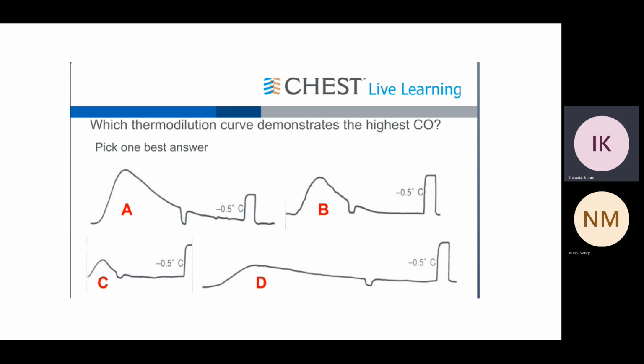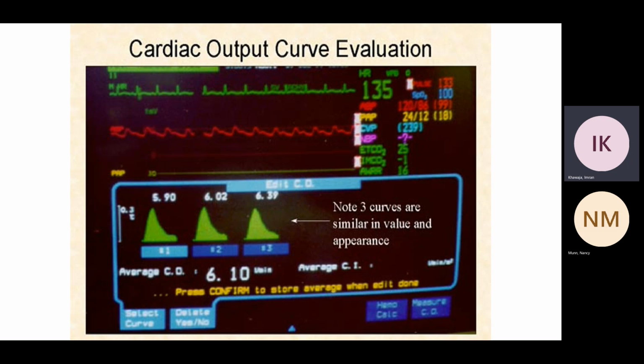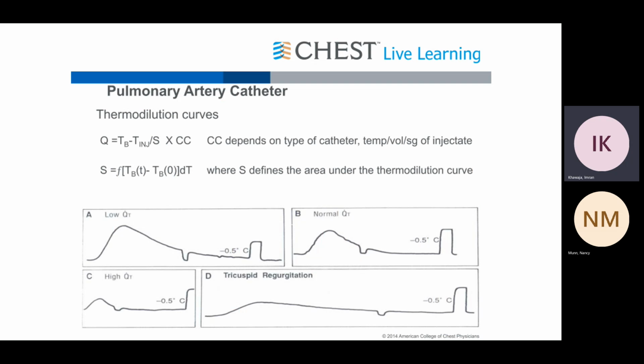Okay, and you're right. You remember we said thermal dilution is one way to measure that, and there's a computation, and then you get three curves, and the three curves have to be consistent, close to each other. But the smaller the surface area underneath, the bigger the cardiac output. These will be the normal shapes for the cardiac output.